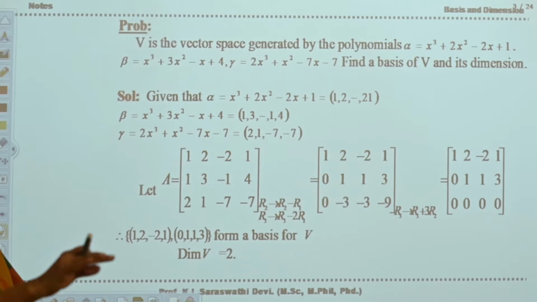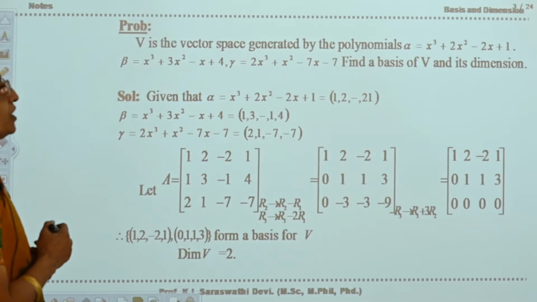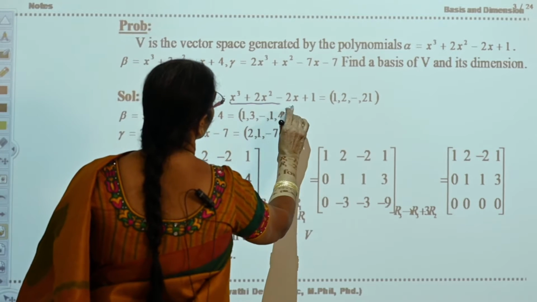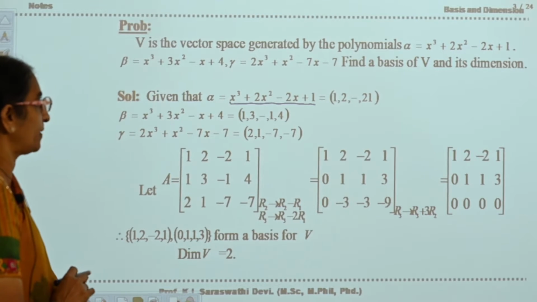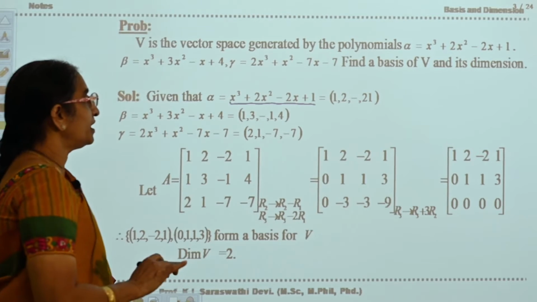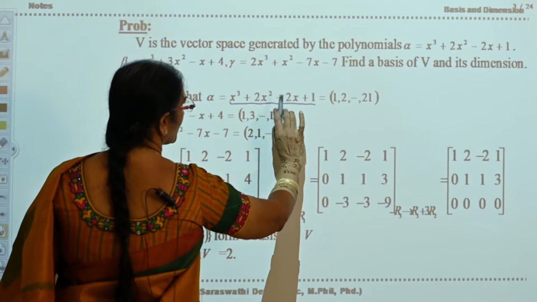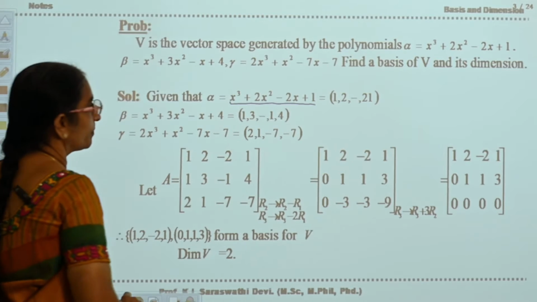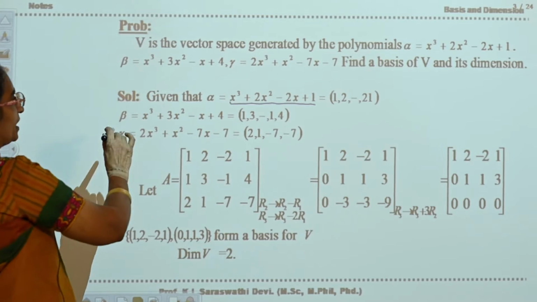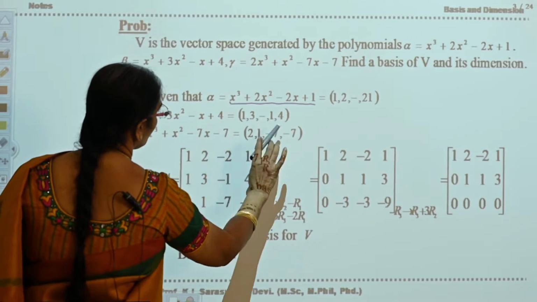Now see, you are going to find out the basis of a polynomial vector space which consists of polynomials. Since it is generated by alpha, beta, gamma, you can take the coordinates of alpha. What are the coordinates of alpha? Alpha is x cube plus 2x square minus 2x plus 1. That you can write as 1, 2, minus 2, 1. Is it clear? Coefficient of x cube is 1, coefficient of x square is 2, coefficient of x is minus 2 and 1 is the constant. These are the coordinates of alpha. Now similarly beta, 1, 3, minus 1, 4, gamma, 2, 1, minus 7, minus 7.